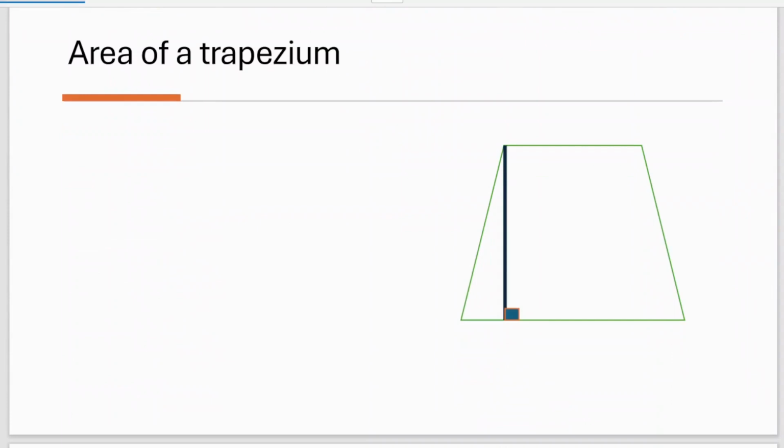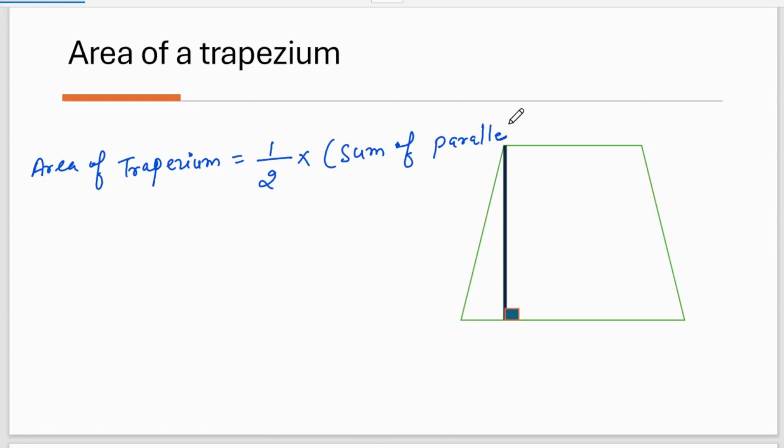Now, how can we find the area of a trapezium? The area of a trapezium can be calculated by the formula: area of trapezium equals half into the sum of parallel sides into the distance between them. Now, what is the meaning of that?